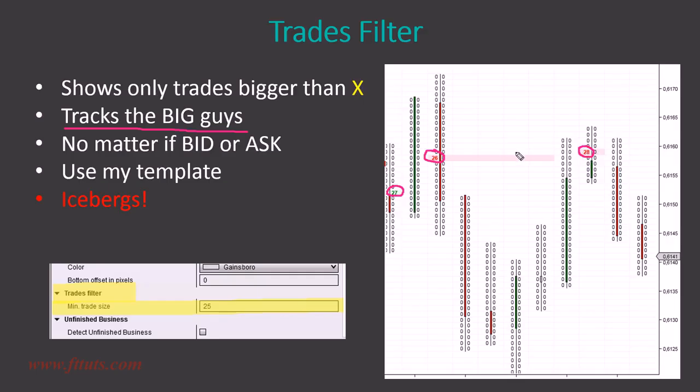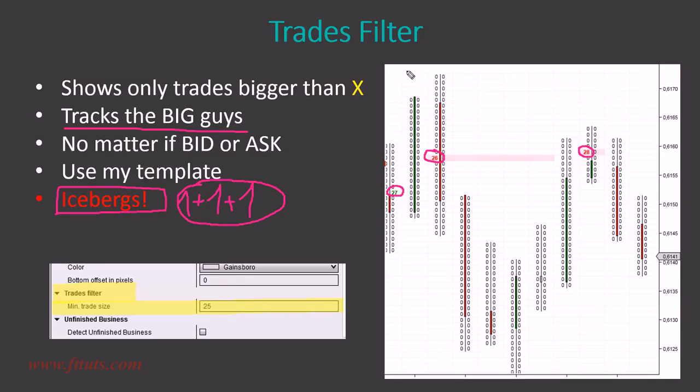Now obviously the big guys use way bigger trading positions than that, but what they do is they do iceberg orders, which means they enter, for example, one contract, then one contract, and the algorithm does that for them, extremely quick. So we can't see them with the trades filter because they look like a small player, right?